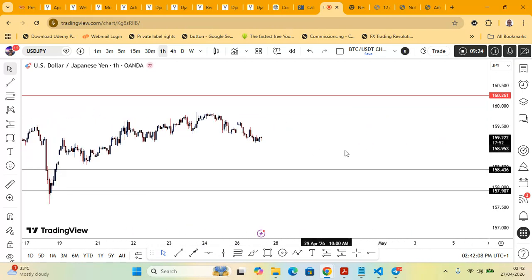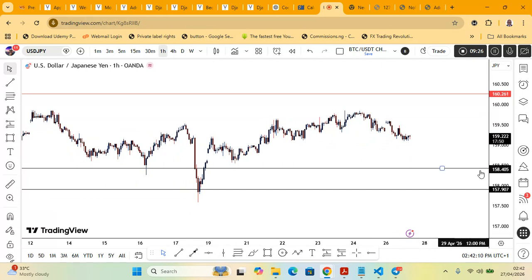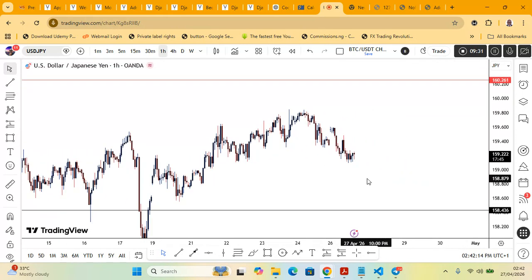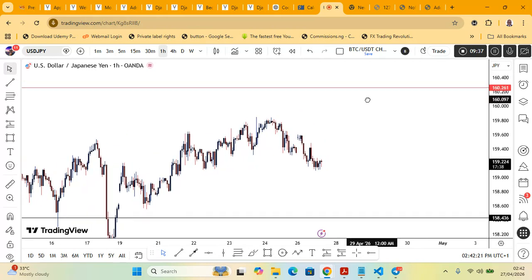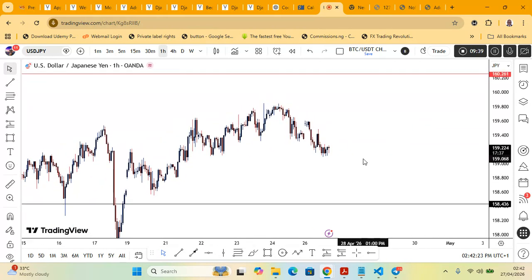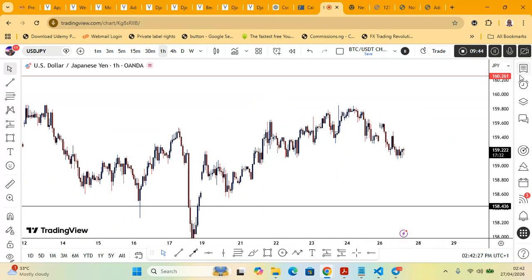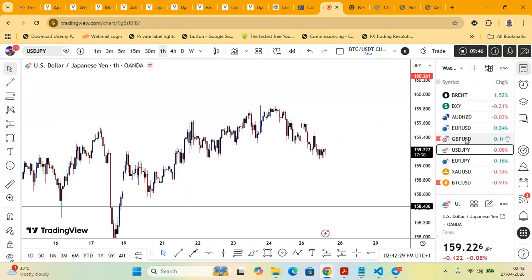Since it's ranging, we can look for buy or sell opportunities because each side of the market is a possibility for a gain. So either you come here and look for a buy, or you come here and look for a short or a sell. So guys, that's how we're going to trade UJ. Let's look at the other instruments.